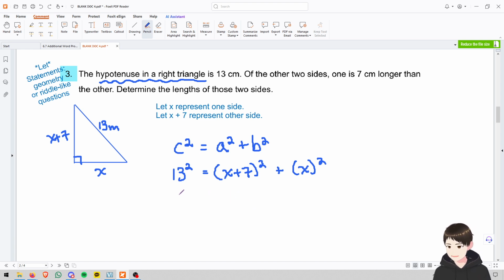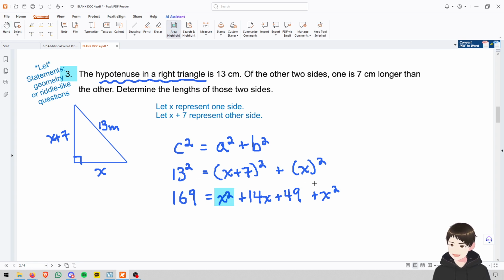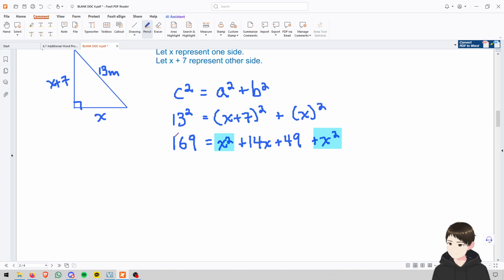I'm going to work this out. 13 times 13, 169. Multiply this out in my head. It becomes x squared. X times 7, 7 times x, 14x. 7 times 7, 49. And this is plus x squared. Okay. X squared, they're going to add together. Also, I don't want this number. The question is, what is the value of x to make the y value a 169?